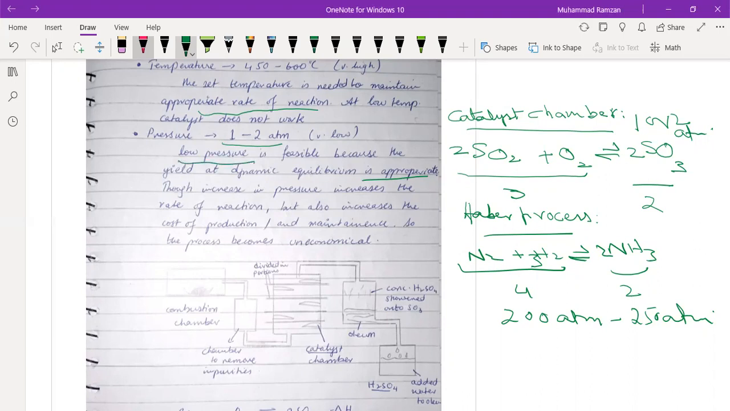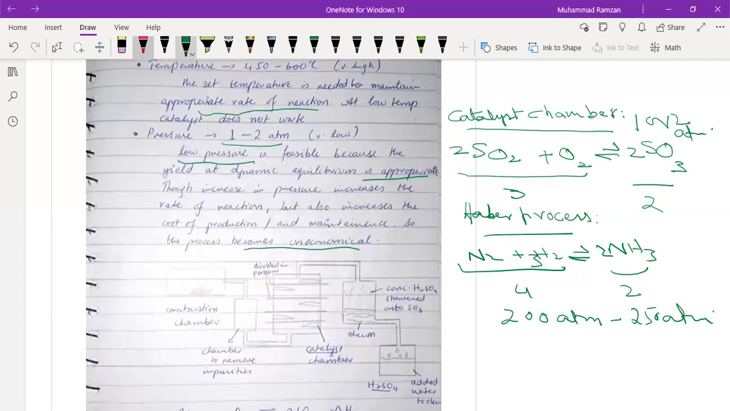because the yield at dynamic equilibrium is appropriate. Though increase in pressure increases the rate of reaction, it also increases the cost of production and maintenance. So the process becomes uneconomical. People say the process becomes uneconomical.